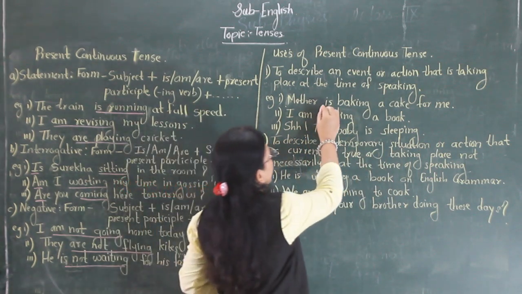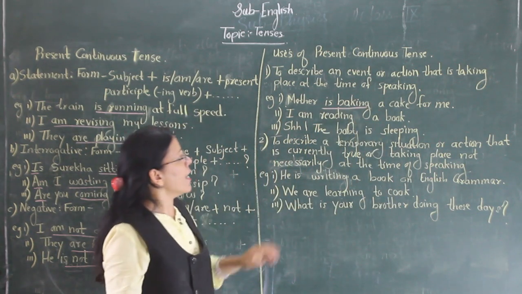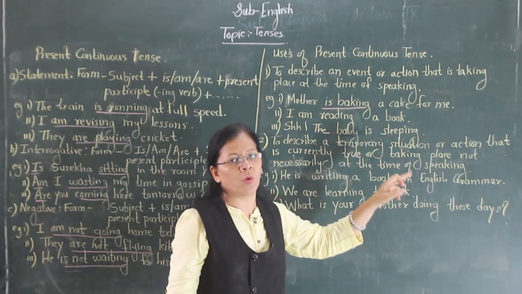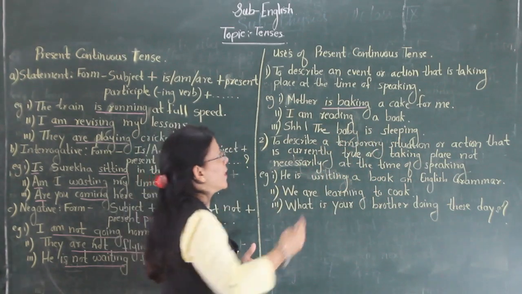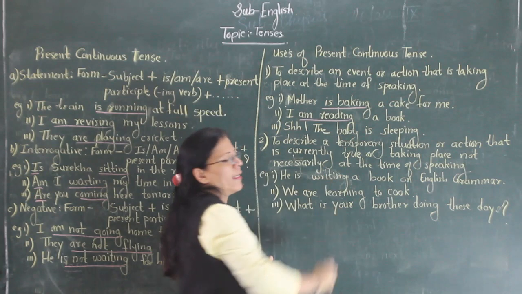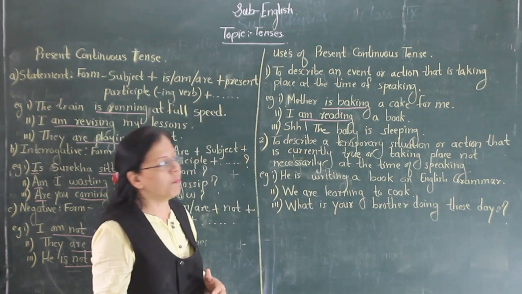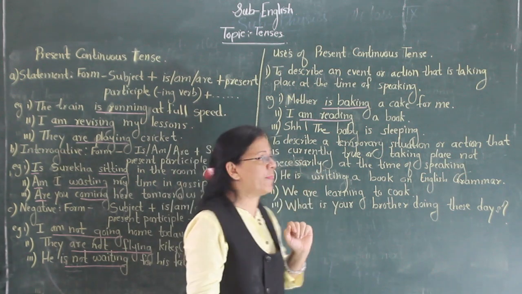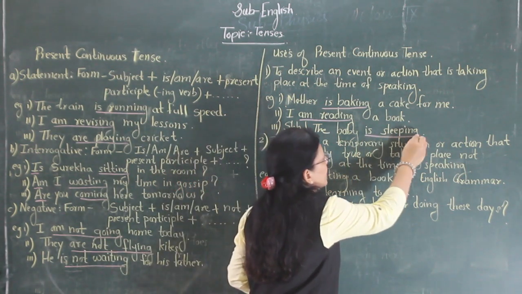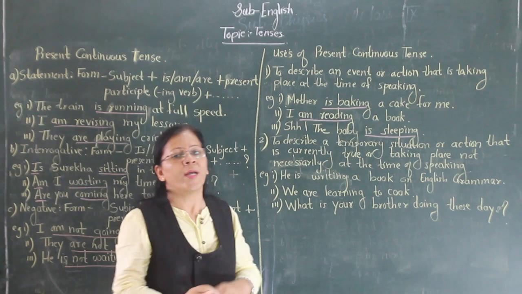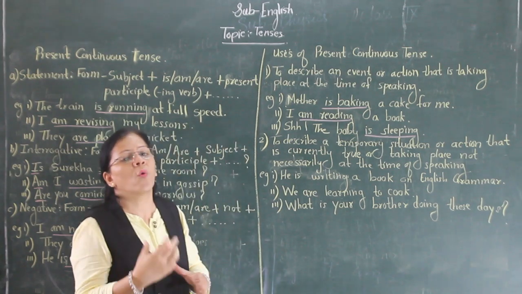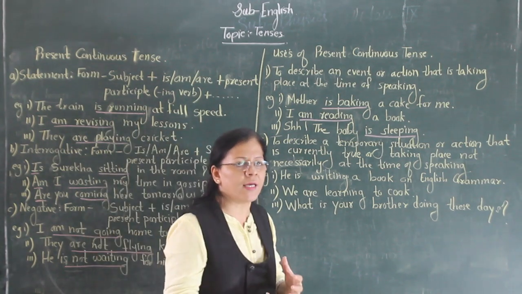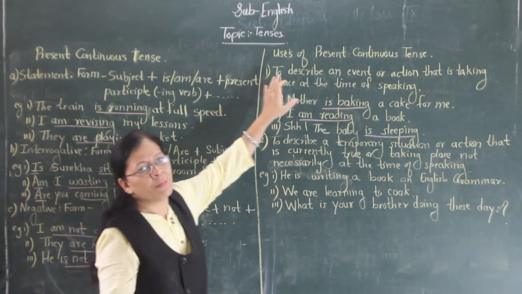So, is baking. I am reading a book. What am I doing now while speaking? Reading. I am reading a book. Shh. The baby is sleeping. So, is sleeping. So when the action goes on at the time of speaking, for that we use present continuous.